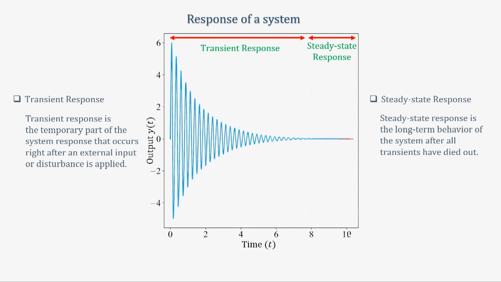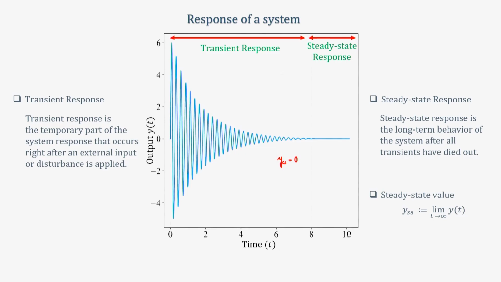And the value to which the output settles at steady state is called the steady state value. Mathematically, the steady state value is nothing but the limit as t tends to infinity of y(t). So, as t tends to infinity, what is the output? That is called the steady state value. For example, in this plot you can see the output is settling at 0, right. So, in this plot y_ss will be equal to 0.